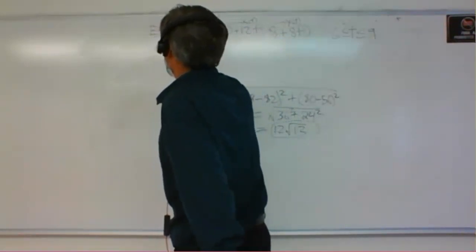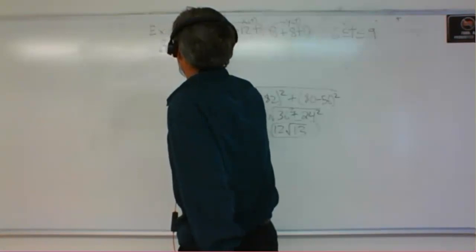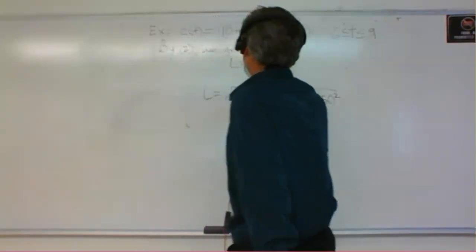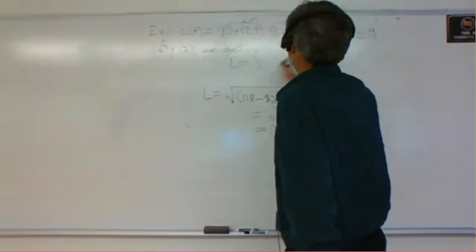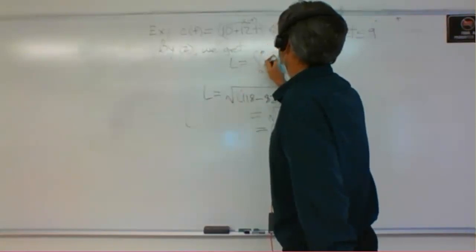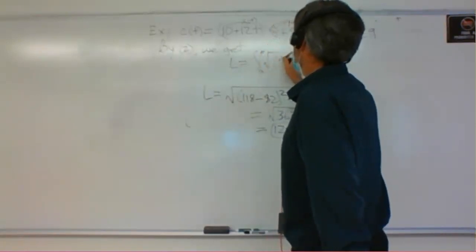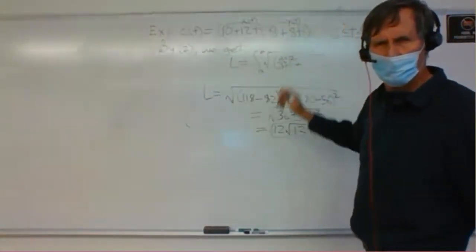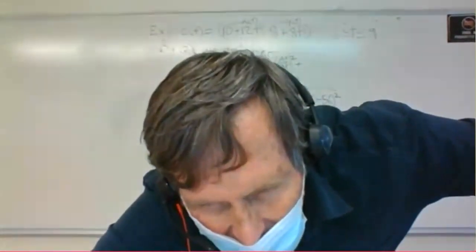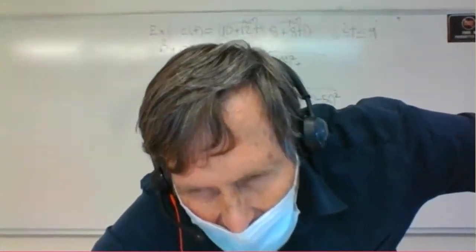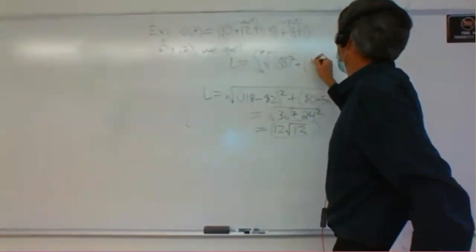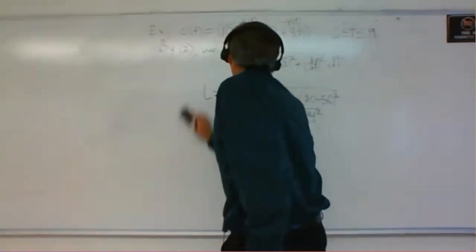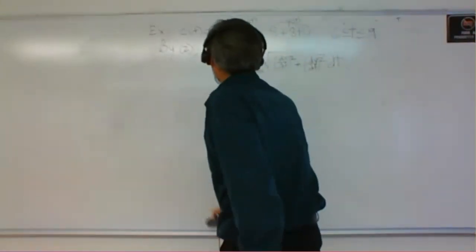By equation 2, our arc length formula, L, the arc length, is the integral. Well, t goes from 6 to 9. Let's write it out. Integral from a to b, square root of dx/dt squared plus dy/dt squared, dt. Well, these are easy derivatives. That's why I picked the example. It's not too hard to compute.